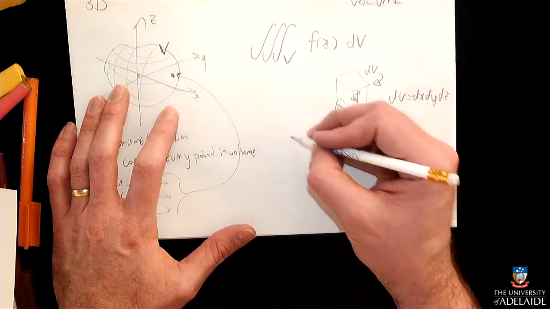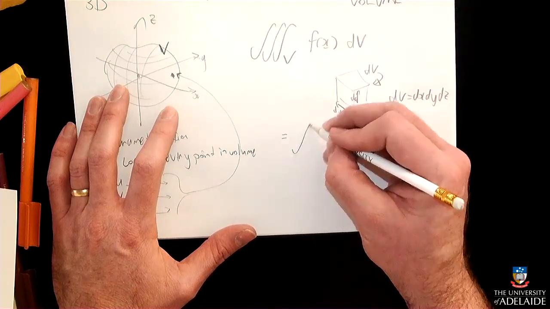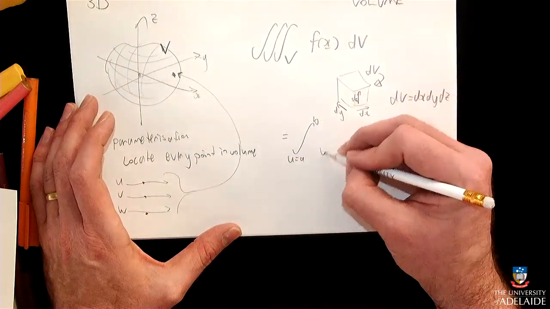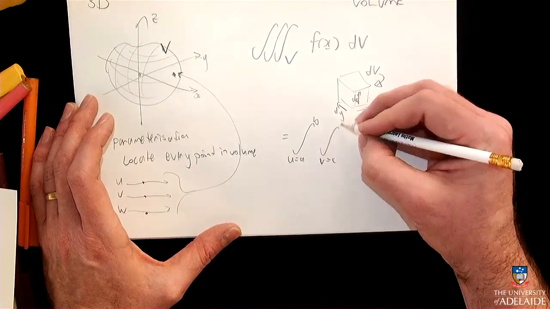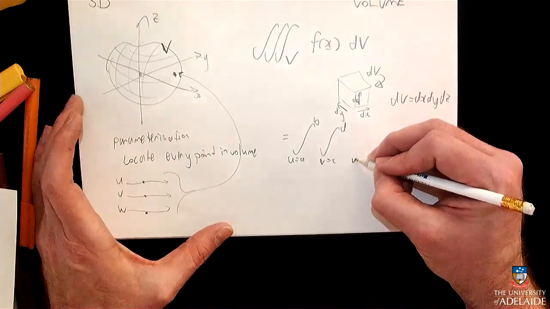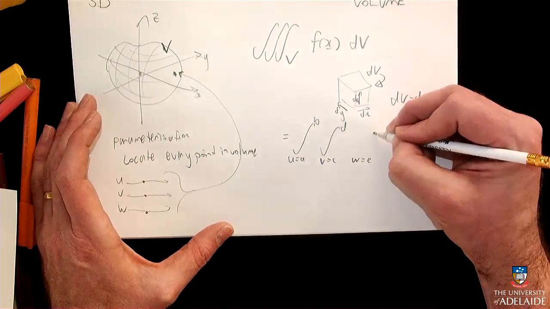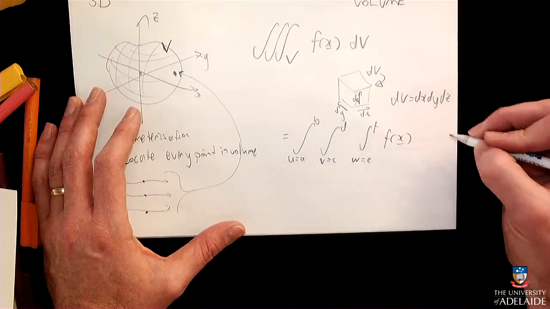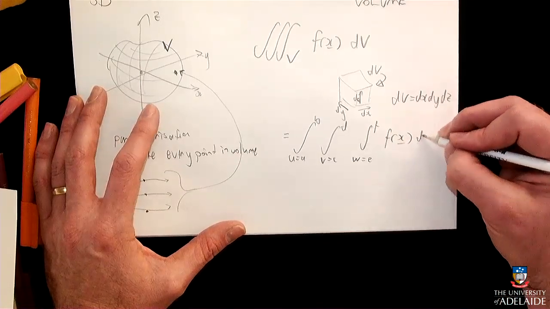And so what you'd normally do is you'd go, okay, my first coordinate will go between two things, my second coordinate will go between two things, my third coordinate will go between two things, and then I'll have f of x, and that x is going to be a function of u and v and w.